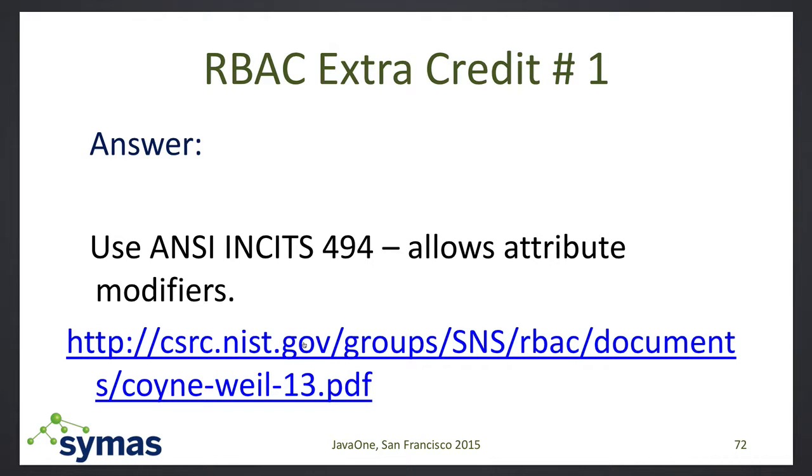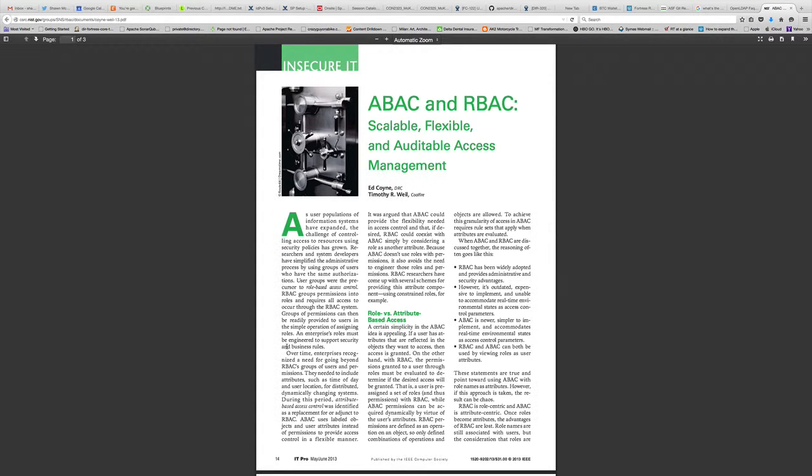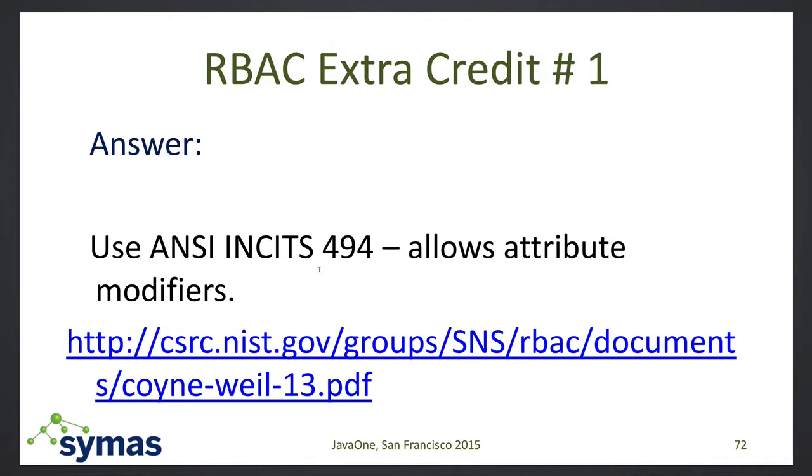And have a look at this paper right here that compares RBAC and ABAC. It's written by Ed Coyne and Timothy Weil, and it really does go into the argument of which one's better, attribute-based or role-based. And the answer is there's no right answer. Everything's a trade-off. There's pros and cons for one versus the other. And really what this paper is about is how to get the best of both worlds, how to combine them. And so it's a really good paper, and it talks about how INCITS 494 can be used to achieve a higher functioning access control decision engine.